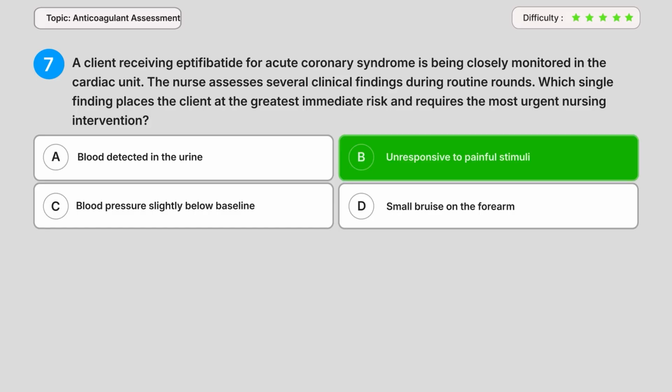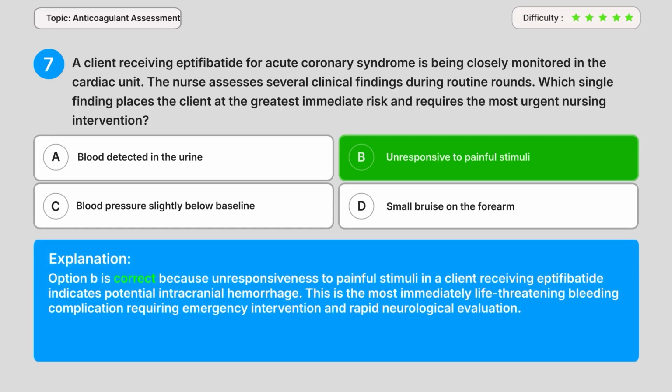Correct answer, B. Unresponsive to painful stimuli. Explanation. Option B is correct because unresponsiveness to painful stimuli in a client receiving eptifibatide indicates potential intracranial hemorrhage. This is the most immediately life-threatening bleeding complication requiring emergency intervention and rapid neurological evaluation.